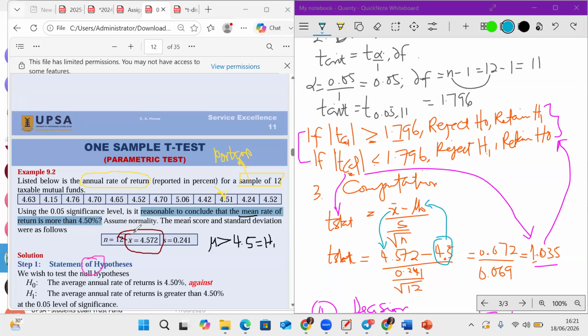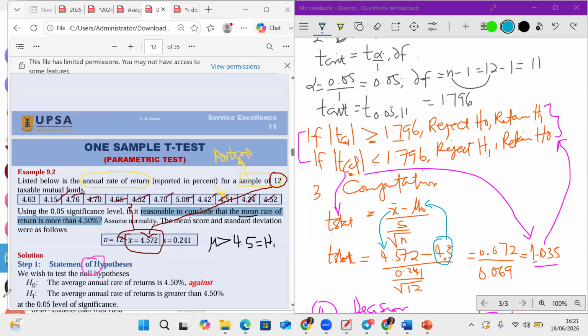How did they get this sample mean? It came from all these values. They added all the values, from 4.163 plus this, plus this, plus this, and so on, and divided all by 12. When you divide all by 12, you get this value. Are we good? Okay. Yes, sir.